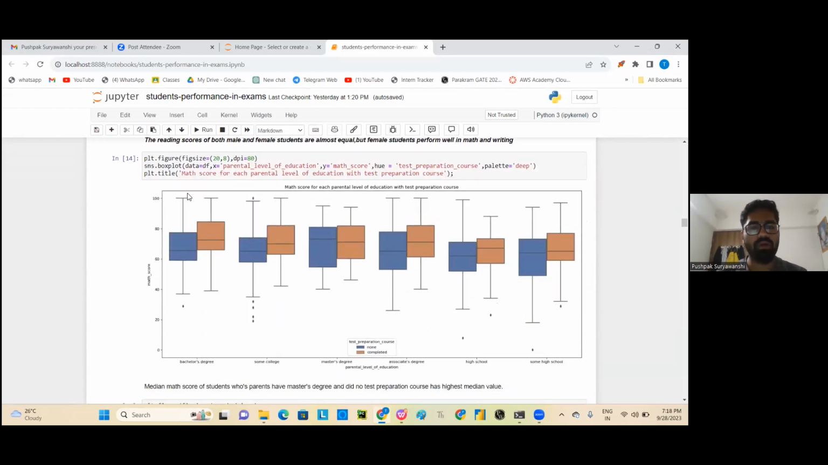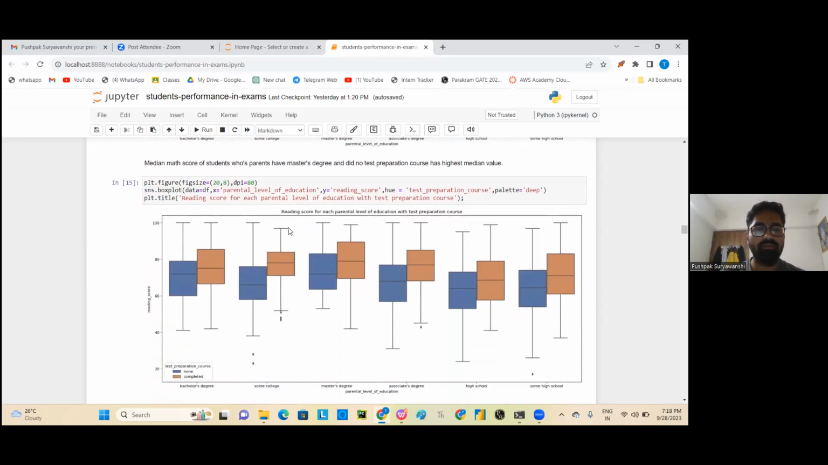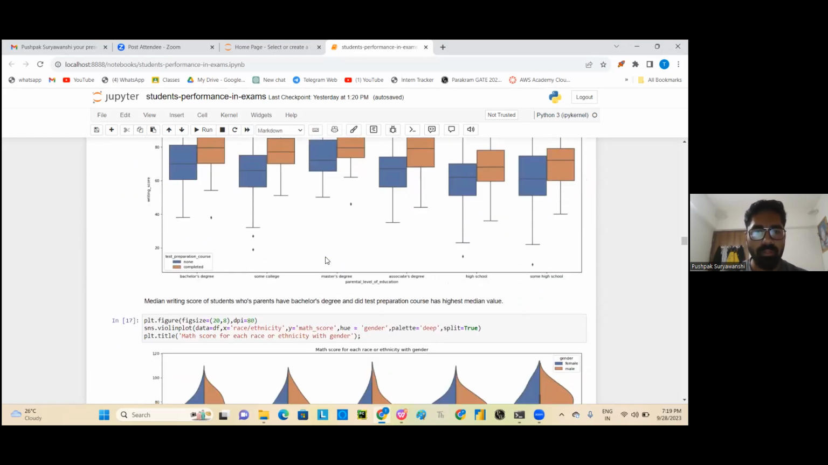So next we plot a small box plot of all the features and the math score in particular. We can see here the median math score of students whose parents have a master degree and did no test preparation has the highest mean value. So we can see the bar here. The students whose parents have a master degree and did no test preparation scored the highest. Same we have done for the reading score and the writing score as well.